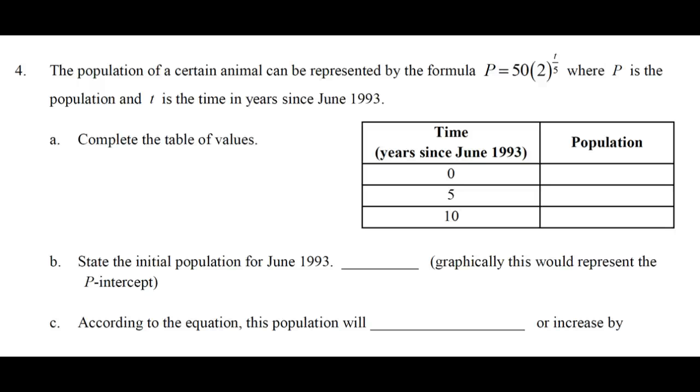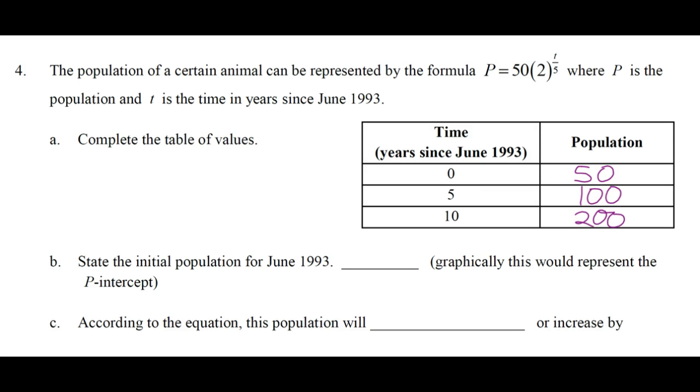The population of a certain animal can be represented by the formula P for population is 50 times 2 to the T over 5, where P is the population and T is the time in years since June of 1993. Complete the table of values. So when T is 0, 0 over 5 is 0, 2 to the 0 is 1, times 50 is 50. When T is 5, 5 over 5 is 1, 2 to the 1 is 2, times 50 is 100. When T is 10, 10 over 5 is 2, 2 squared is 4, times 50 is 200.